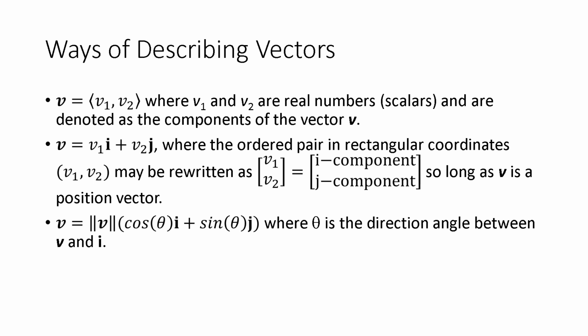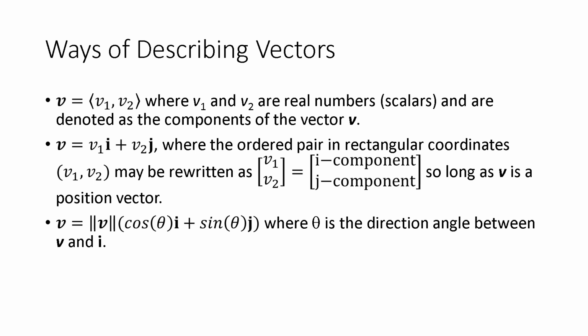Now, you can also write it in terms of square brackets, like a column matrix, if you will, where the first number, v1, will be the i component, and v2, the second number in the column, will be the j component. And you can always do this so long as v is a position vector, where its initial point is at the origin. A third way of describing vectors is using the magnitude times cosine theta i plus sine theta j. Theta is the direction angle between the vector v and i, the horizontal component. And again, this goes back to the definition of direction angle.